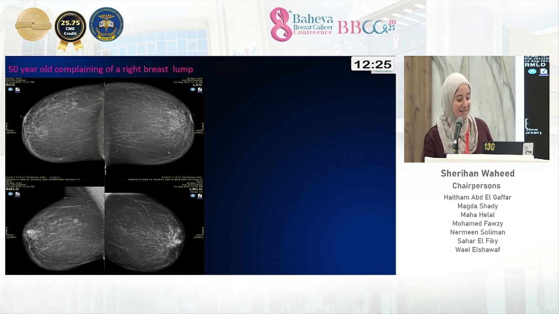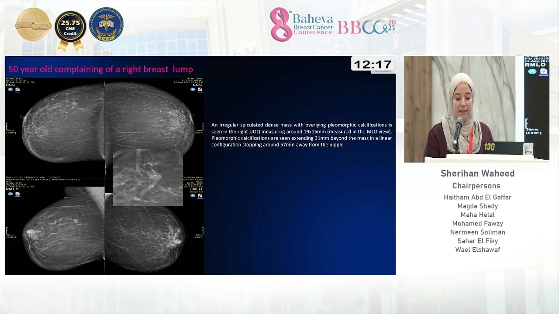In this case, we have a 50-year-old complaining of a right breast lump. On mammography, an irregular spiculated dense mass with overlying pleomorphic calcifications is seen in the right upper outer quadrant.